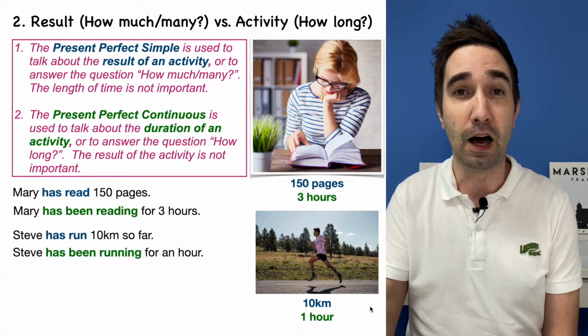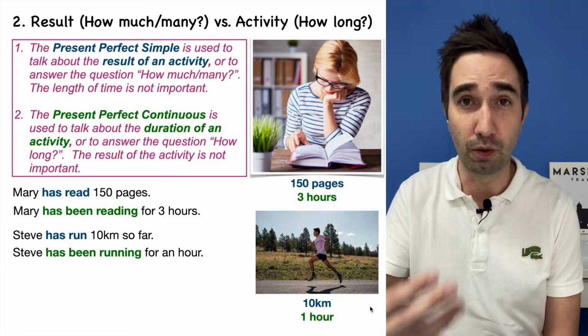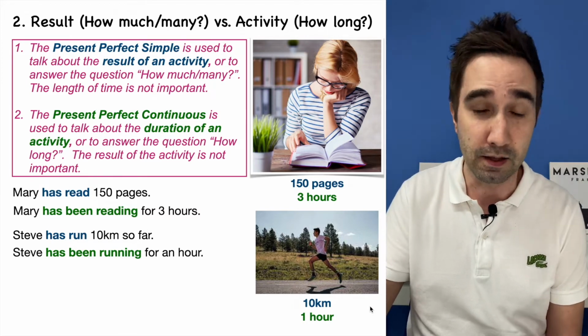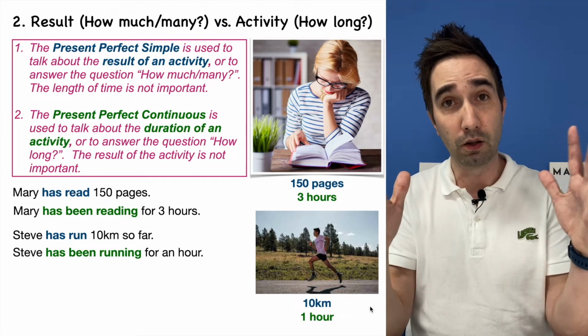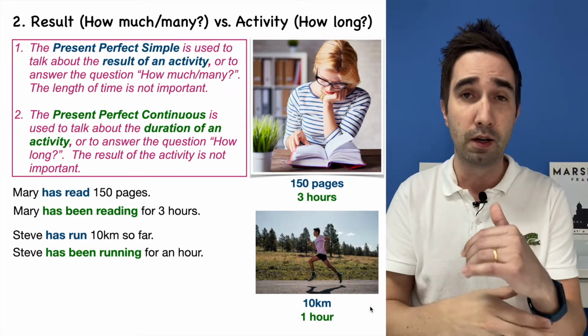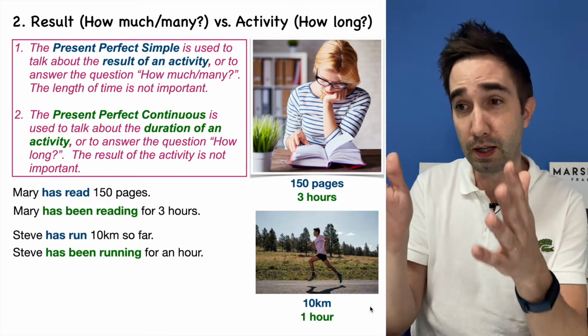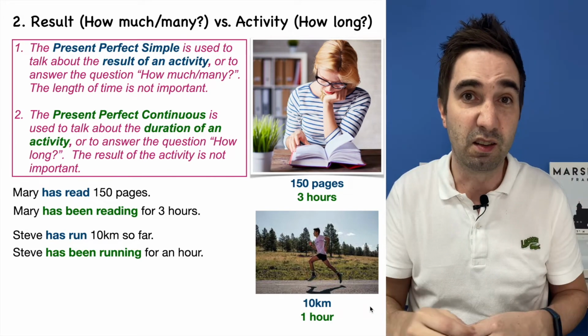All right, and then how long has he been running? Or here I'm talking about the time, the duration. I'm answering the question how long. So in this case, I'm saying he has been running for an hour. Now, same meaning, right? He has run 10 kilometers. He's been running for an hour. The meaning is the same. The focus is different. Do I care about how long, or do I care about how many? And that's it. That's really, really it.